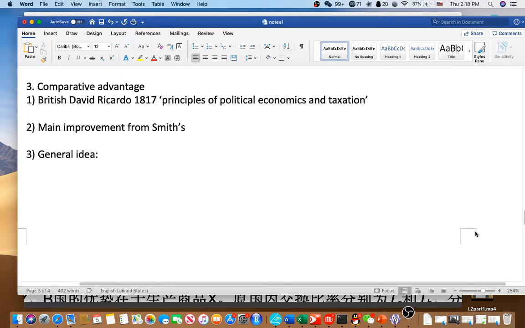Simply put, an economy with absolute advantage doesn't have to produce all products, but should focus its production on products with its maximum domestic comparative advantage. The economy with absolute disadvantage doesn't need to stop producing all products either, but it should quit its production with maximum domestic comparative disadvantage.